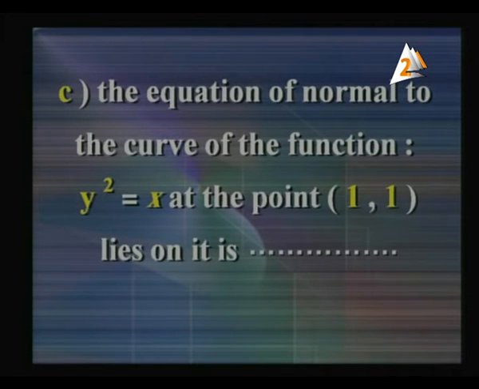Look at the equation of the normal to the curve of the function y squared equals x at the point (1, 1) which lies on it. What is the equation of the normal? 2y y' plus 2x plus y equals 3y. Remember, the equation of the normal: y minus y1 equals m1, negative 1 over m, times x minus x1.